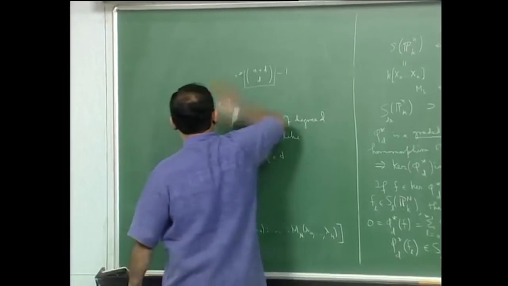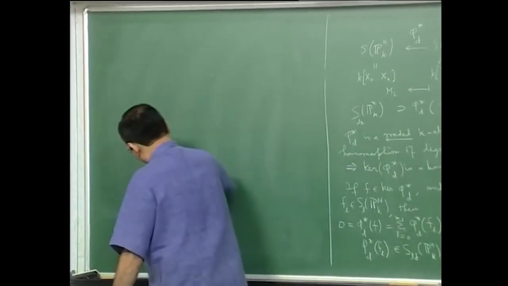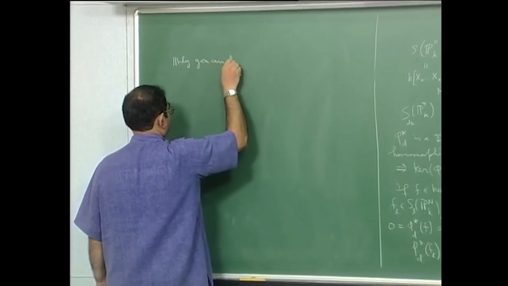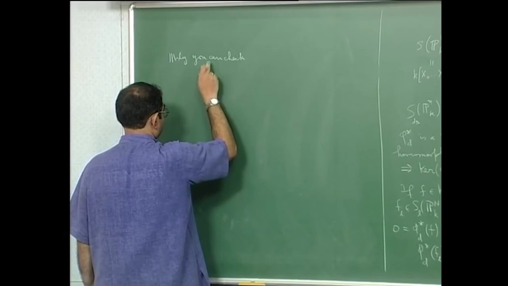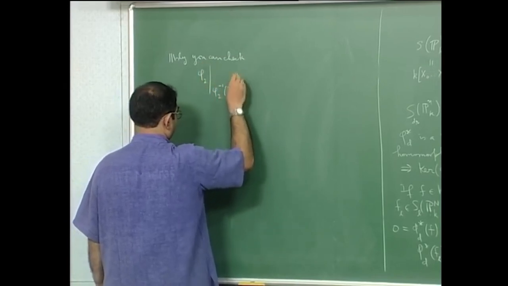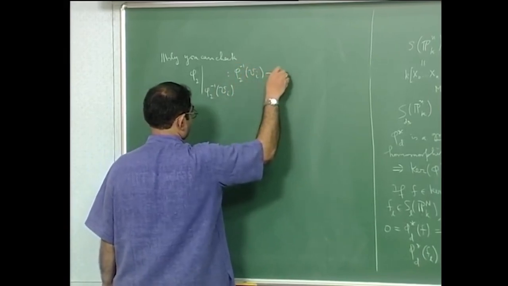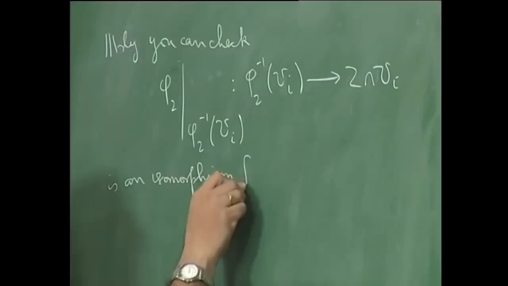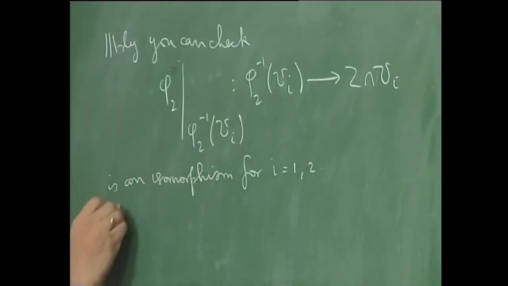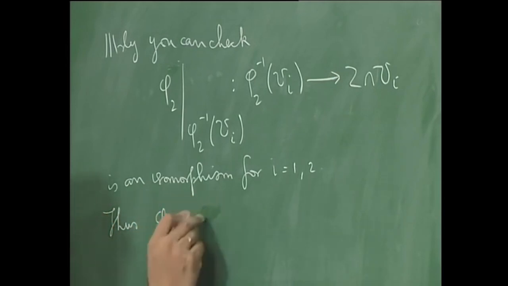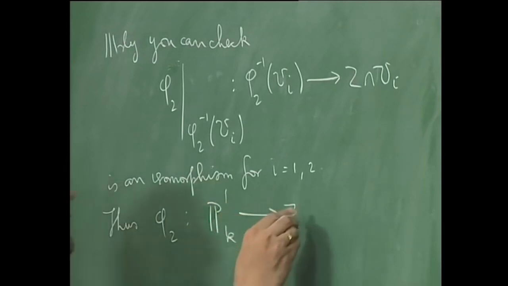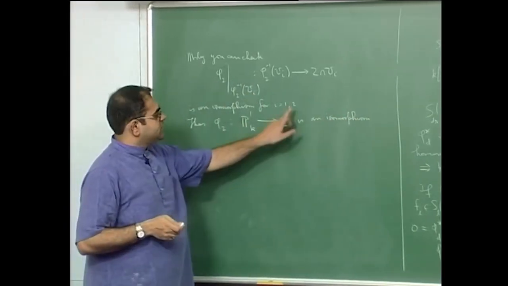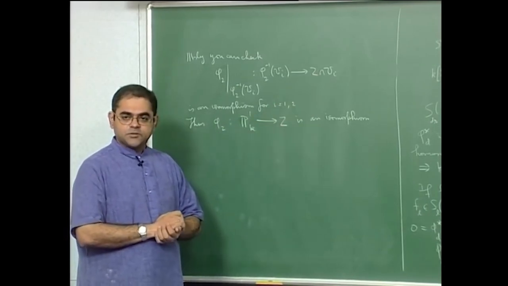And now I want to state the important point. Similarly, you can check that phi 2 restricted to phi 2 inverse of Ui, from phi 2 inverse of Ui to Z intersection Ui, is an isomorphism for i equal to 1, 2. Thus phi 2 from P1 to Z is an isomorphism, because Z is the union of Z intersection U0, Z intersection U1, and Z intersection U2.